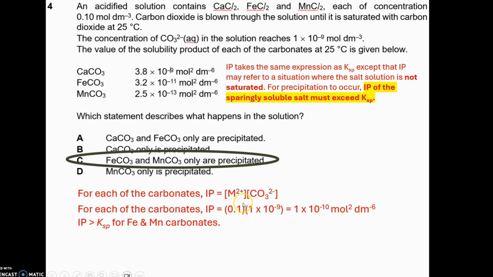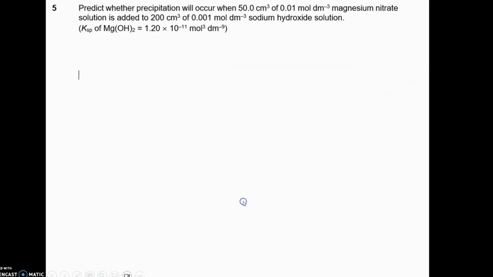With that, let's look at question 5. Predict whether precipitation will occur when 50 cm³ of 0.01 mole per dm cube of magnesium nitrate is added to 200 cm³ of 0.001 mole per dm cube aqueous sodium hydroxide, given the KSP value of magnesium hydroxide.